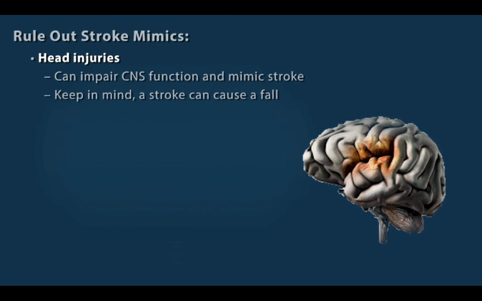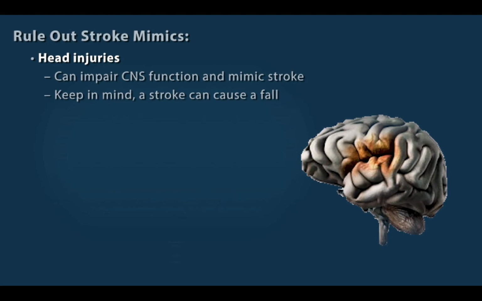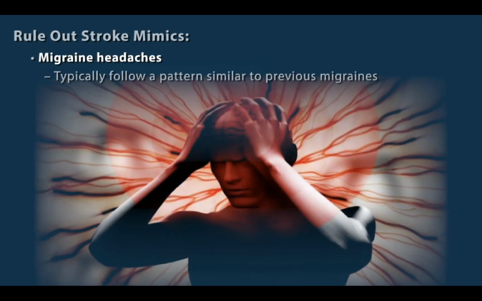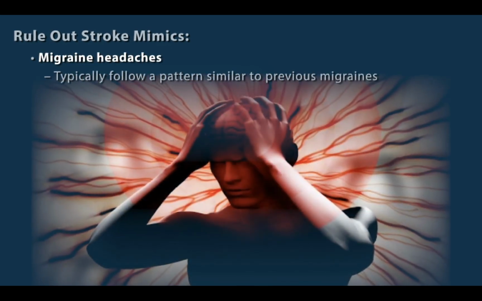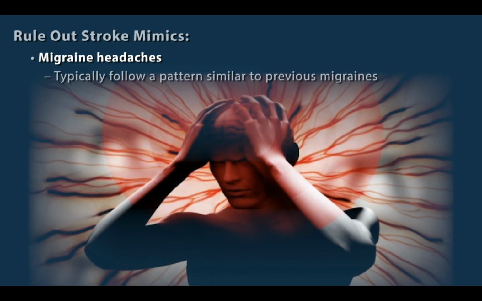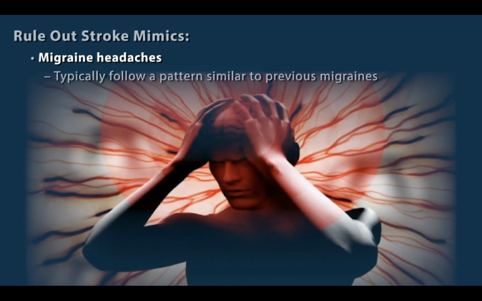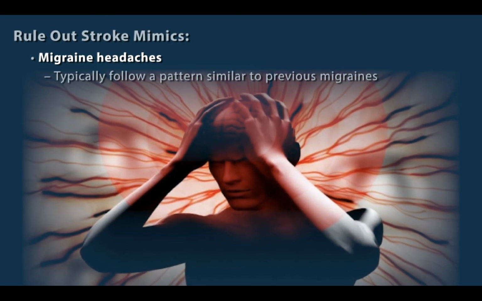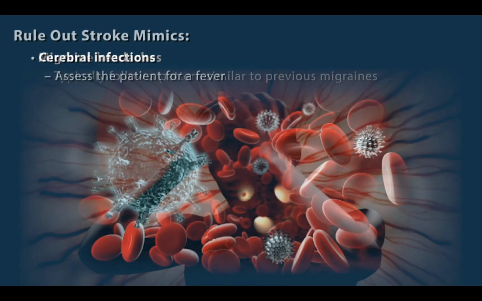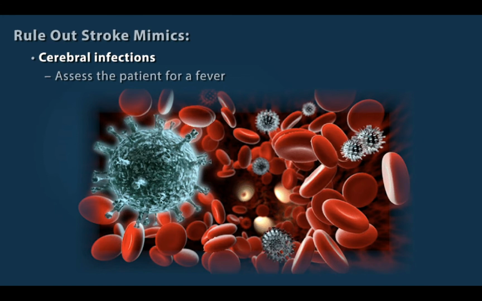Whenever a mechanism of injury is associated with stroke signs or symptoms, assure you examine the head for signs of injury. However, strokes are commonly associated with falls. Keep in mind, a stroke can cause a fall, which can lead to a head injury as well. Other disease processes can mimic stroke and be more difficult to rule out in the field. Migraine headaches can be mistaken for stroke. They will typically follow a pattern similar to previous migraines. Cerebral infections can also mimic stroke. Suspect infection in the presence of a fever.